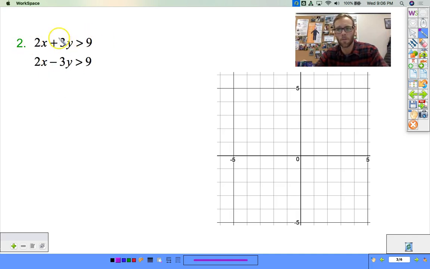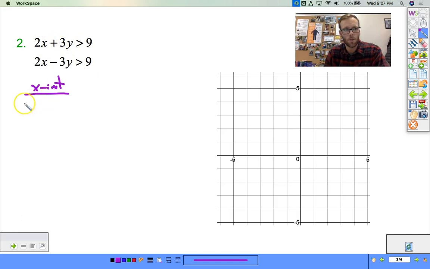Now this is in standard form. In standard form, two options. You can get it to y equals mx plus b. I can subtract the 2x, I can divide by 3. Or we can find the x and y intercepts, which is what I prefer. If you like y equals mx plus b, I totally get that. But let's take that first one.